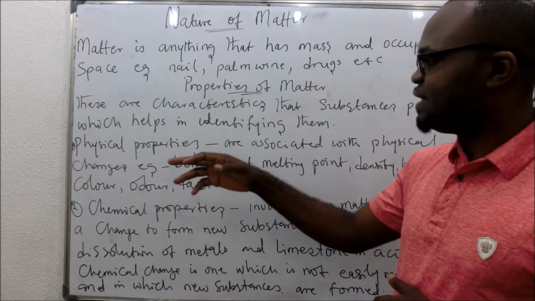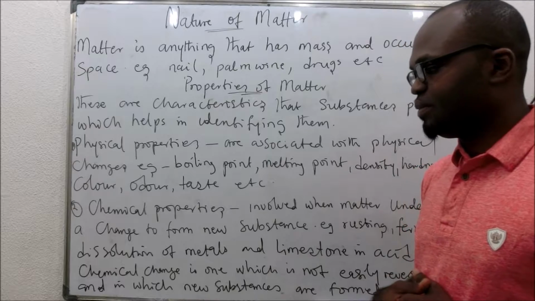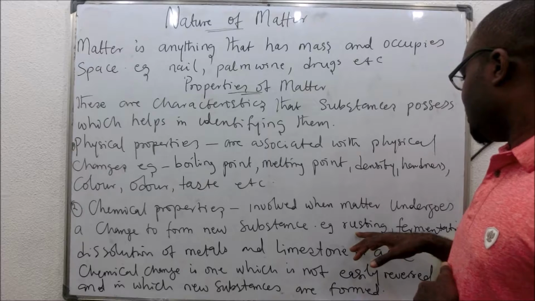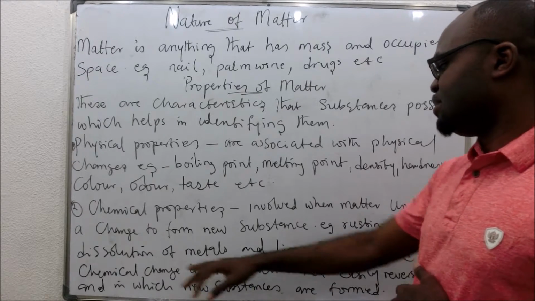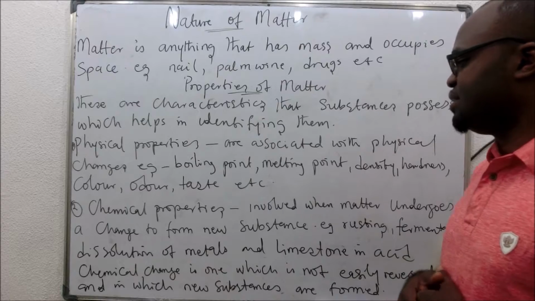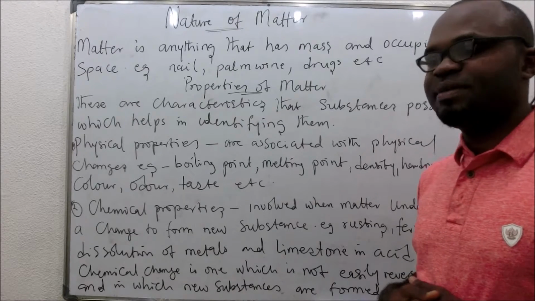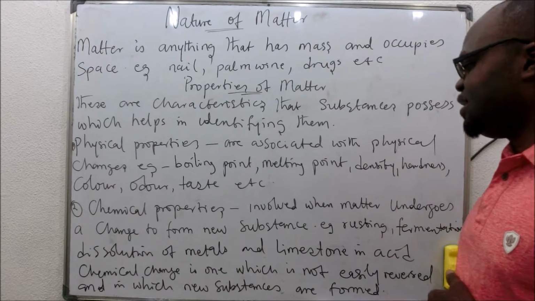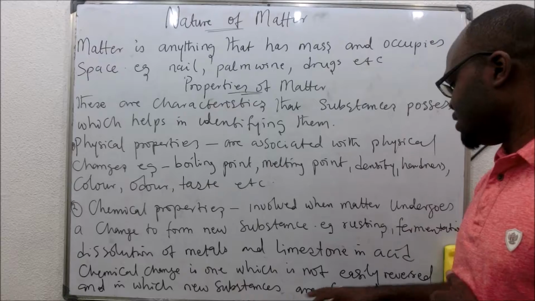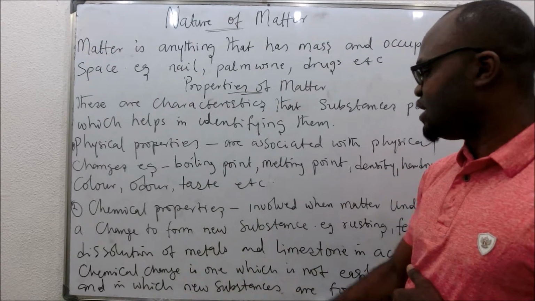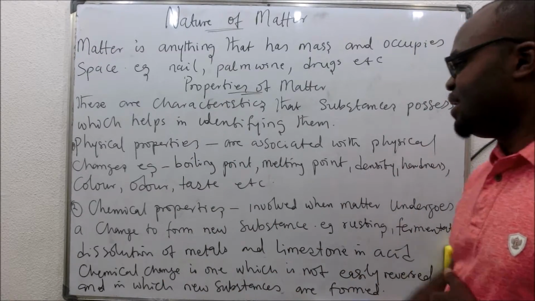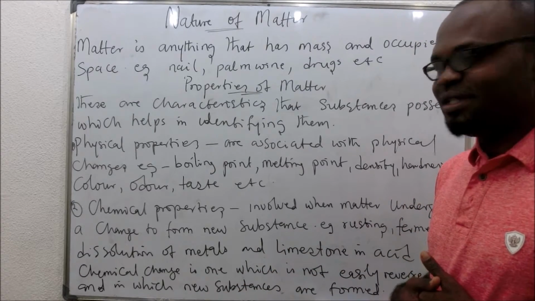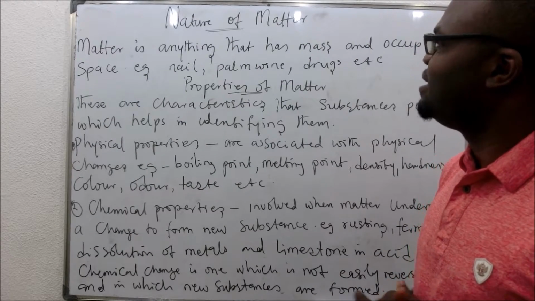Now, we have physical change and chemical change. All these are chemical changes: roasting, fermentation, and dissolution of metal and limestone in acid, because in each case, new substances are formed. So we say that chemical change is one which is not easily reversed and in which new substances are formed, whereas physical change is one which is easily reversed and in which no new substances are formed. So that is how we wrap it up on the nature of matter.